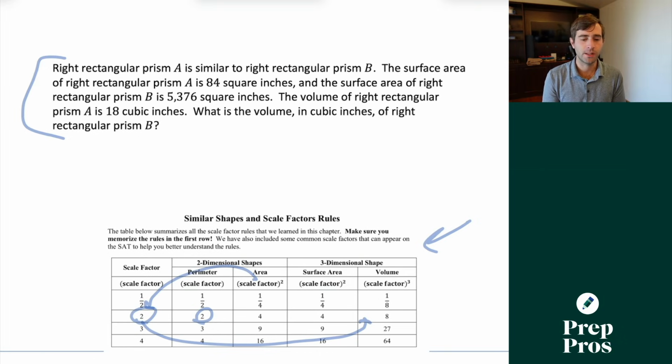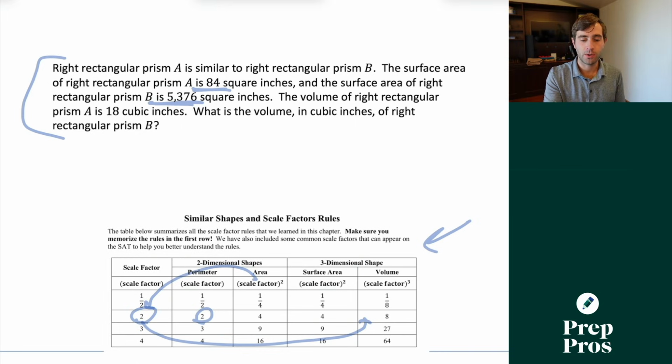So here we see right rectangular prism A is similar to right rectangular prism B. This tells us we're probably dealing with scale factors. The surface area of right rectangular prism A is 84 square inches, and the surface area of right rectangular prism B is 5,376 square inches. The volume of A is 18 cubic inches. What is the volume in cubic inches of B?